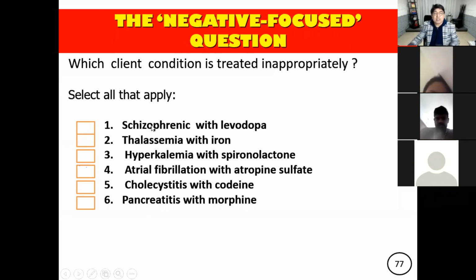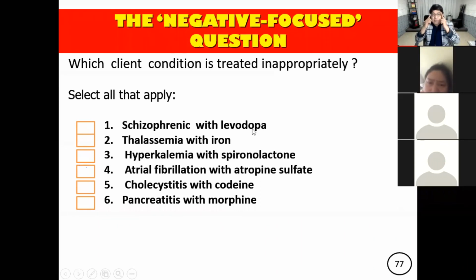First, how do you deal with this? Go back to the cause. Schizophrenia is due to increased dopamine. What is the effect of levodopa? Levodopa increases dopamine. Therefore, if you administer levodopa to a schizophrenic patient, you worsen the condition. So it will increase delusions, hallucinations, confusion. So is this inappropriate treatment? Yes, so we put a check.